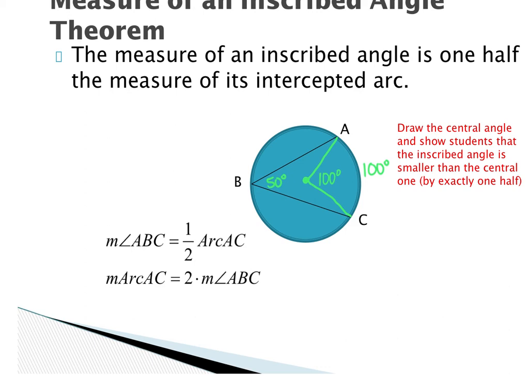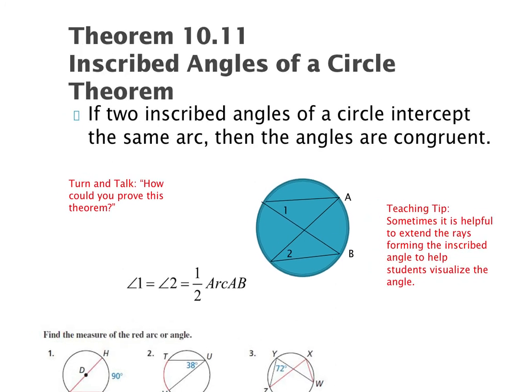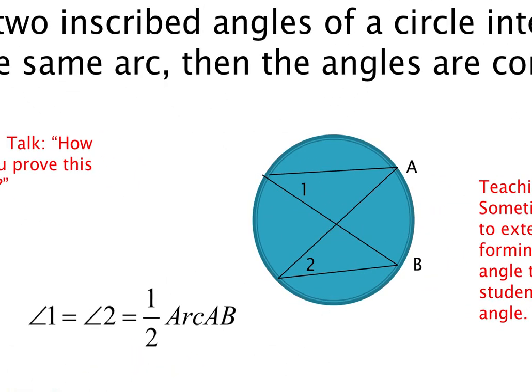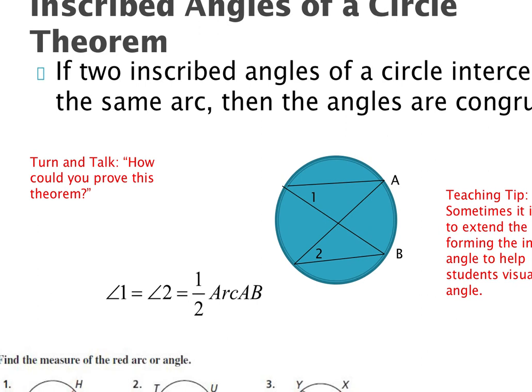Does yours have the inscribed angles of a circle theorem? If two inscribed angles of a circle intercept the same arc, then the angles are congruent. So you don't actually make it up, you actually follow something? So, angle 1 and angle 2 are the same.